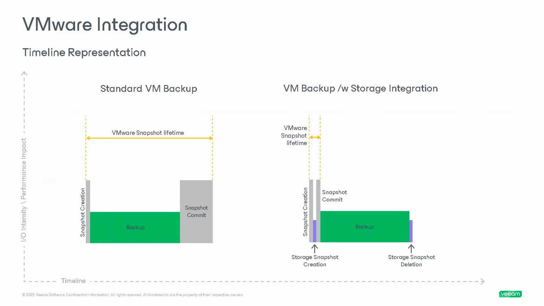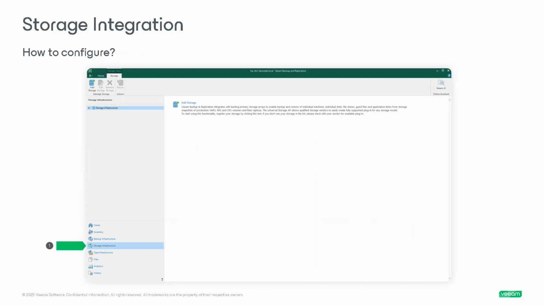If that is an issue, backup from storage snapshot will make a huge difference, because the snapshot is created, stored in a secondary location within the array, and then just deleted afterwards. So there's no consolidation process that would stun the guest OS VM. That is ideal if it is possible with what you have in your environment. The feature within the job is enabled by default, but you have to add the storage to essentially use it. This is where you would do that: go to storage infrastructure and click add storage.